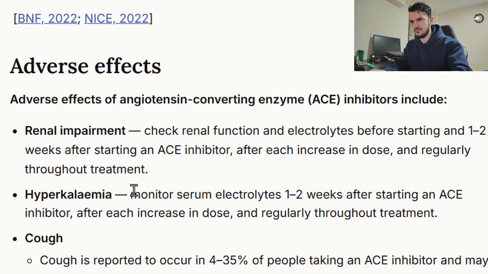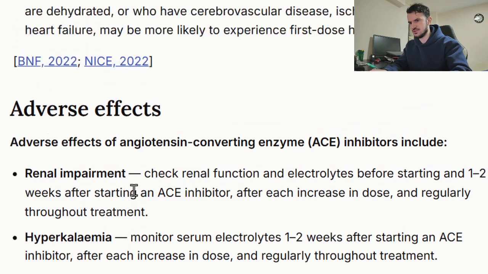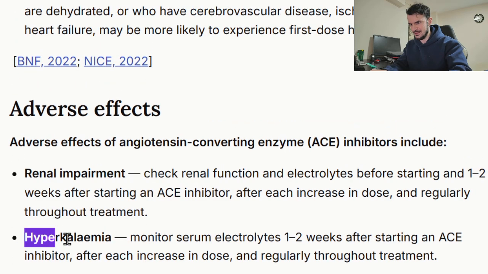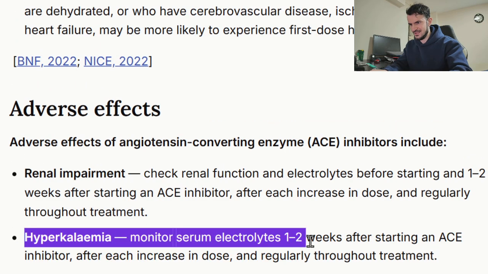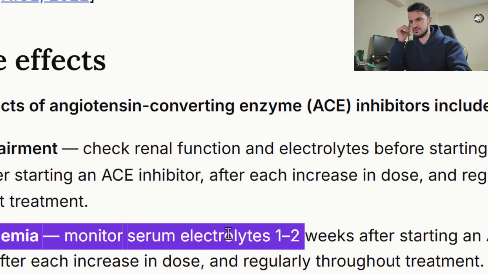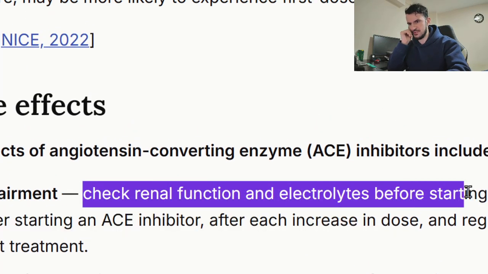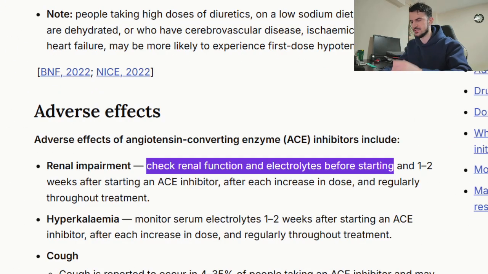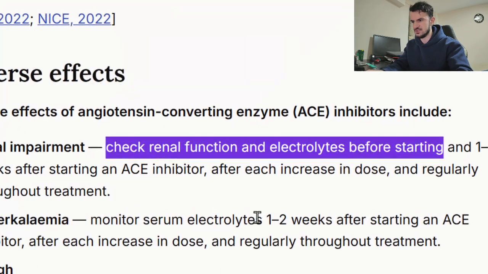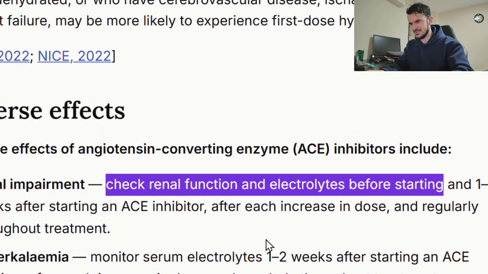So let me just clarify this. The monitoring of serum electrolytes here, it says monitor serum electrolytes 1 to 2 weeks after starting. However, here it says check renal function and electrolytes before starting. So I would interpret that as before initiation, you would monitor serum electrolytes and renal function, and 1 to 2 weeks after starting, after each increase in dose, and regularly throughout treatment, as it says here.